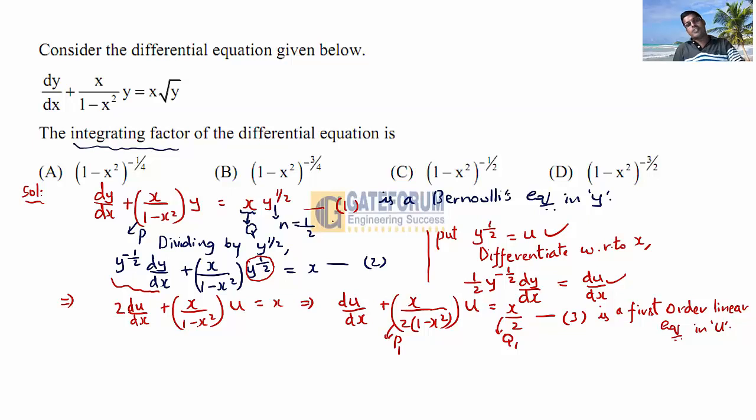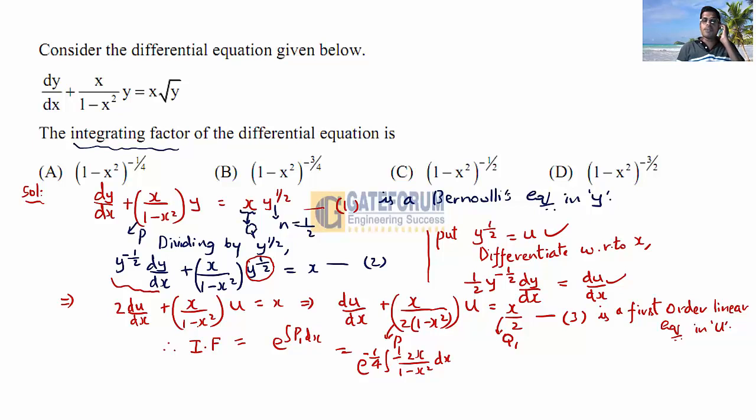This is to overcome the confusion between the P and Q of equation 1 and the latest linear equation, equation 3. So IF, integrating factor in short form, is e to the power integral P1 dx. It looks like f dash x by fx, where 1 minus x square derivative is minus 2x. There is no minus 2, what to do? Multiply and divide by minus 2. So I can write this as e to the power minus 1 by 4 integral minus 2x divided by 1 minus x square dx.